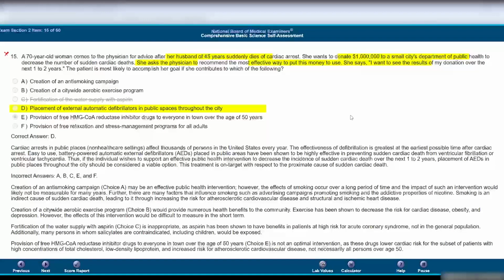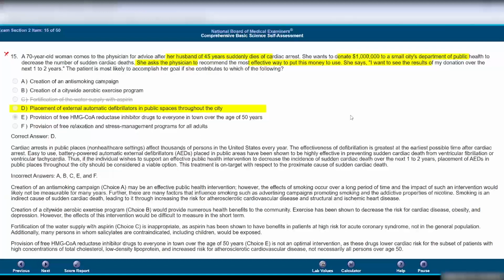Let's see. A 70-year-old woman comes to the physician for advice after her husband of 45 years suddenly dies of cardiac arrest. She wants to donate $1 million to a small city's Department of Public Health to decrease the number of sudden cardiac deaths. She asks the physician to recommend the most effective way to put this money to use. She says, I want to see the results of my donation over the next 1 to 2 years. The patient is most likely to accomplish her goal if she contributes to which of the following?